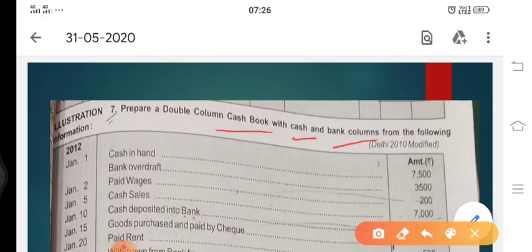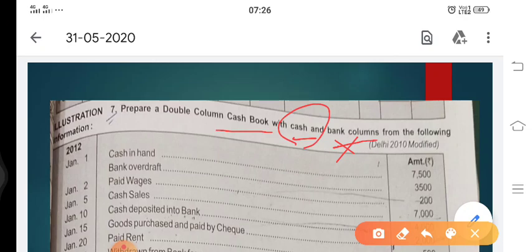By now, we had just been studying single column cash book in which we just had to prepare the cash column and not the bank column. But today onwards, we have to start with the double column cash book in which we have to prepare both the cash and bank columns.